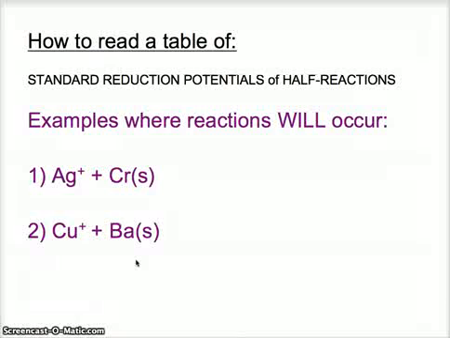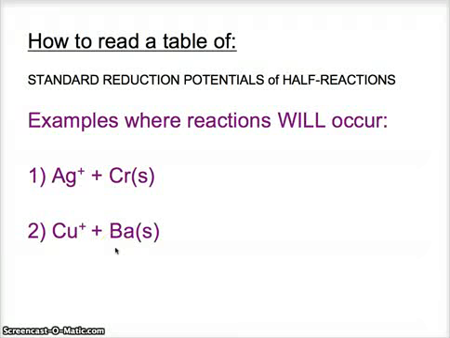So now that we know where reactions won't happen, these are examples where reactions will happen. Find these on your table and see how they are different from the previous examples. You started with silver, and you move, and you also end up with chlorine. When you pair these two together, there will be a reaction. And when you pair copper plus with barium solid, there will be a reaction.